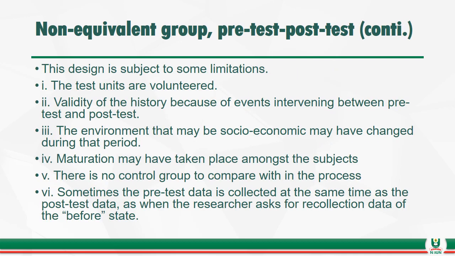Talking about the non-equivalent group, pre-test, post-test, in continuation, this design is subject to some limitations. 1, the test units are volunteers. 2, validity of the history because of events intervening between pre-test and post-test. 3, the environment that may be socioeconomic may have changed during that period. 4, maturation may have taken place among the subjects. 5, there is no control group to compare with in this process. 6, sometimes the pre-test data is collected at the same time as the post-test data, as when the researcher asks for recollection data of the before.